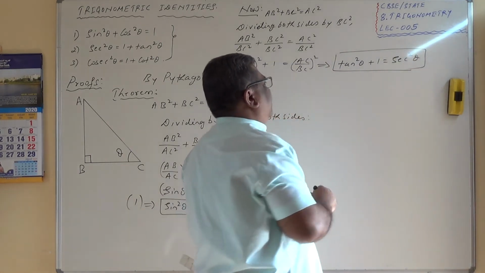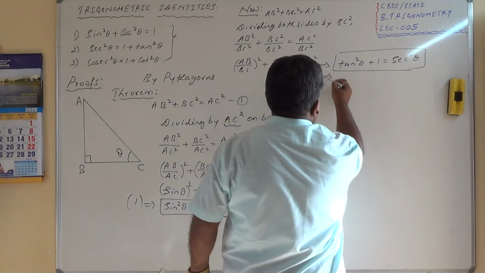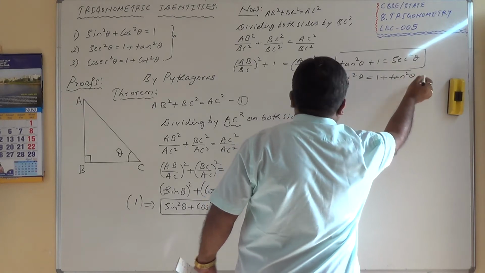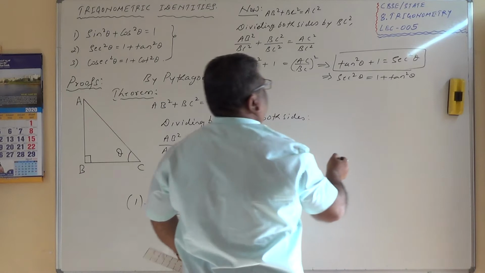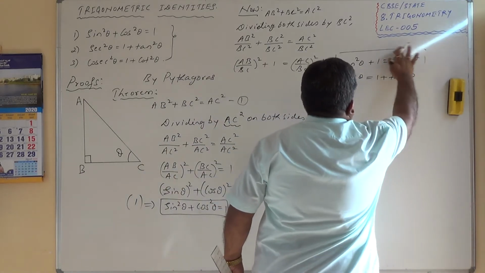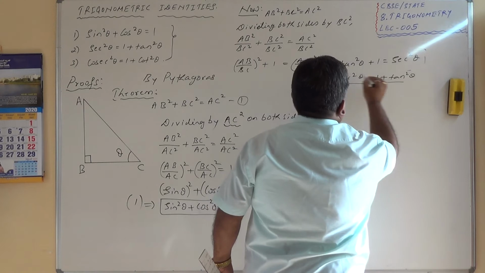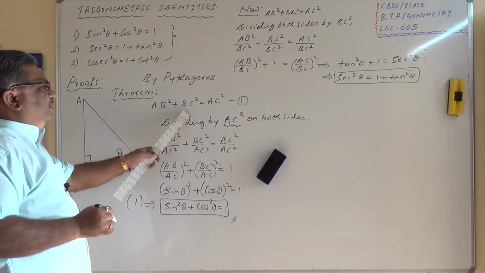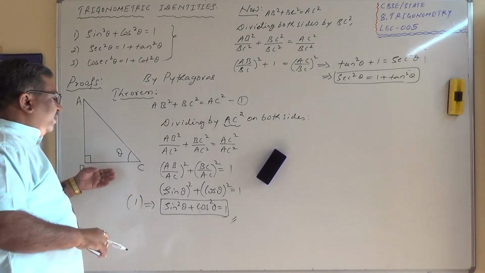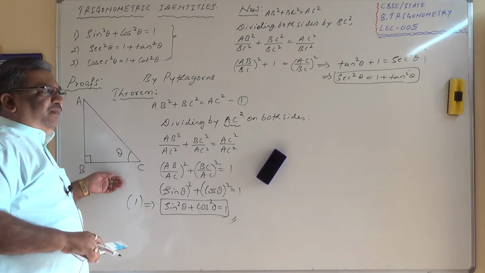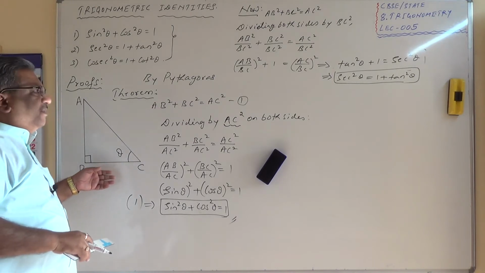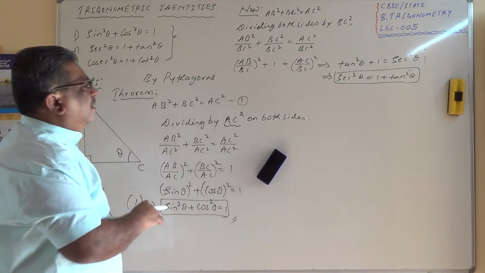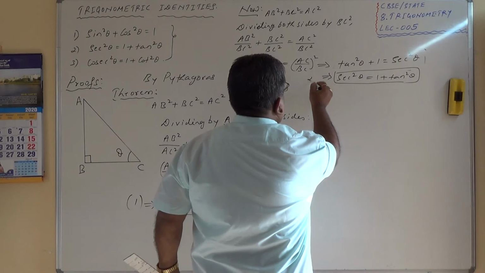Meaning, this implies sec square theta equals 1 plus tan square theta. In order to get sec square theta equals 1 plus tan square theta, we need to divide the equation AB square plus BC square equals AC square by square of the adjacent side. I hope you are able to understand. If you divide the equation by square of the adjacent side, you get sec square theta equals 1 plus tan square theta. Now, last one. This is second one.